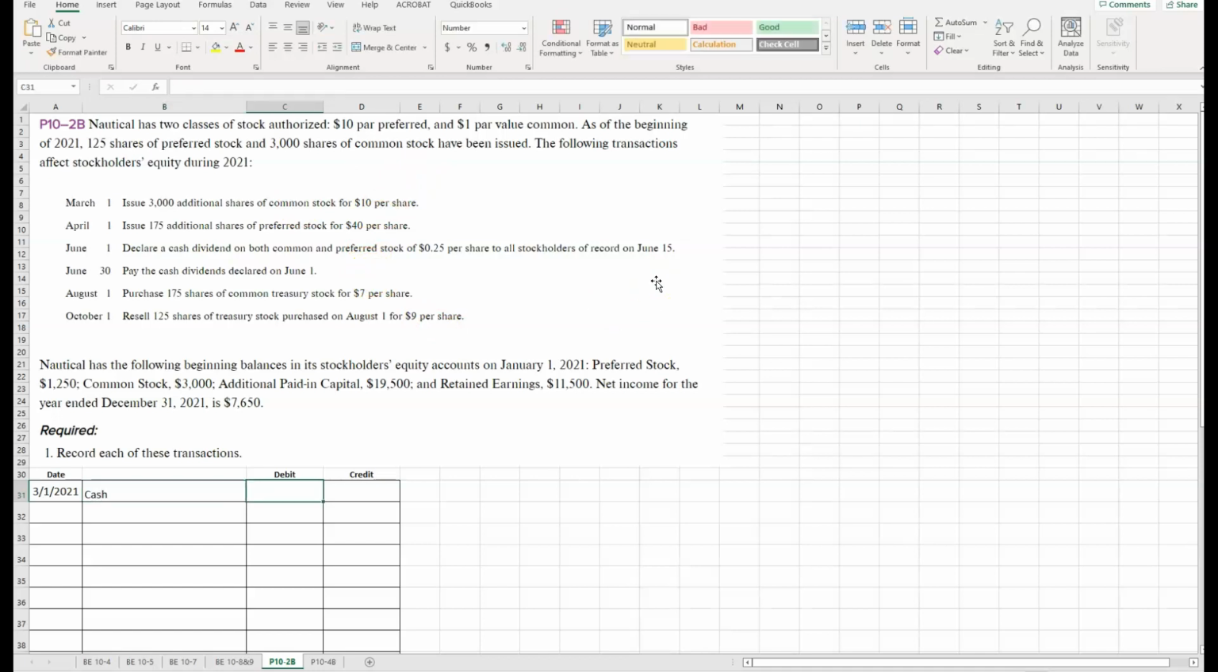So cash, 3,000 times 10. The only amount we can put in the common stock account is par value. Par value for stock is $1 par value. And if it's 3,000 shares times $1, that's $3,000. The difference goes to additional paid-in capital.